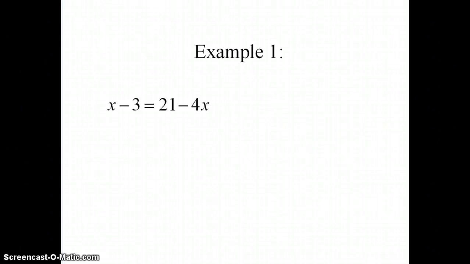On the left-hand side I have x minus 3. Right-hand side I have 21 minus 4x. I note that I have like terms on both sides of my equation. I need to get the x's on one side and the constants on the other. In order to move the minus 4x, I need it to go away to 0. So I'm going to add 4x to both sides.